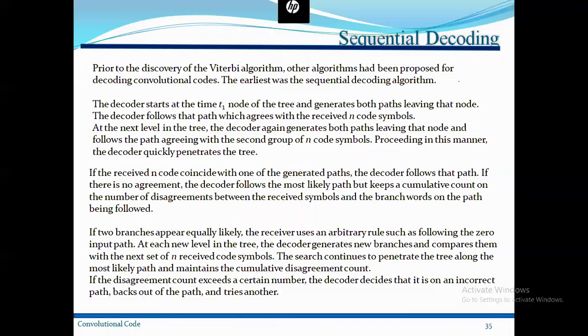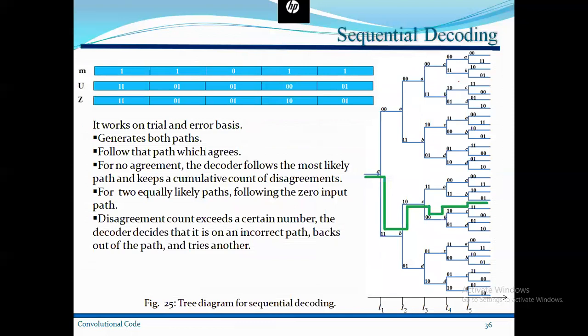Before Viterbi decoding, we use the sequential decoding based on tree structure. I just give you the idea, though that is not useful and practically implementable. In this, we choose the best path from the tree structure. And we can see this sequential decoding.